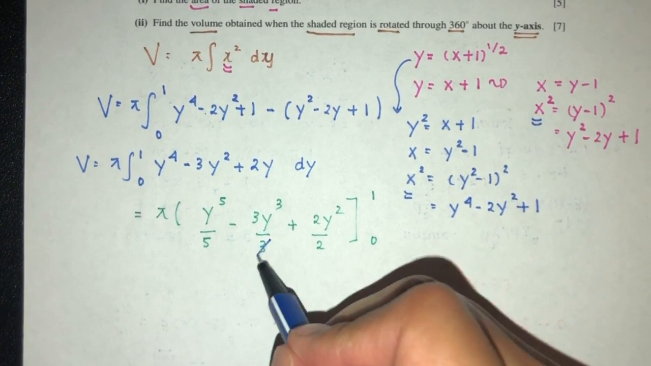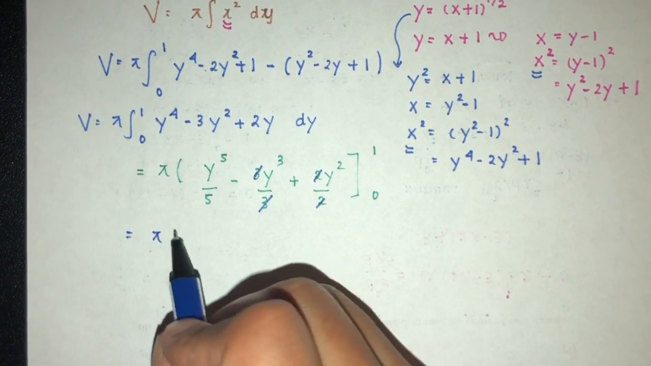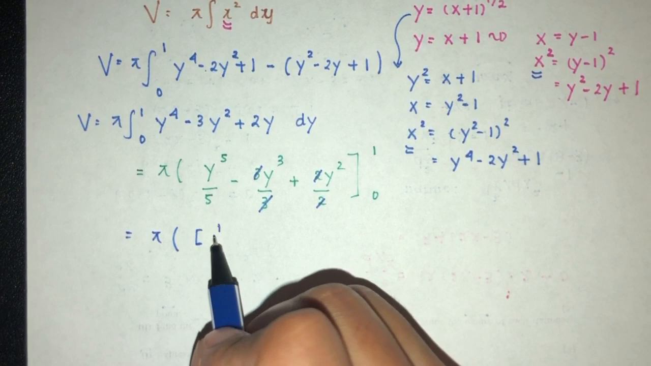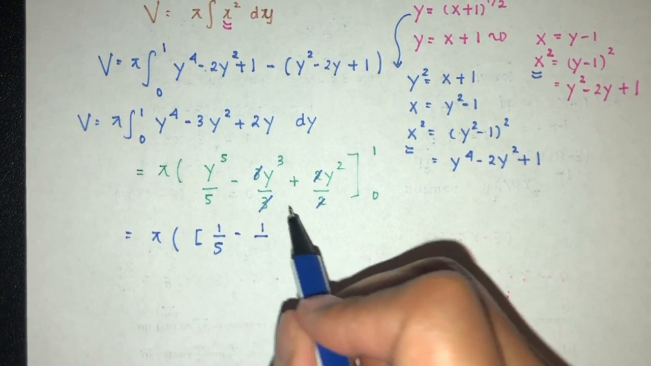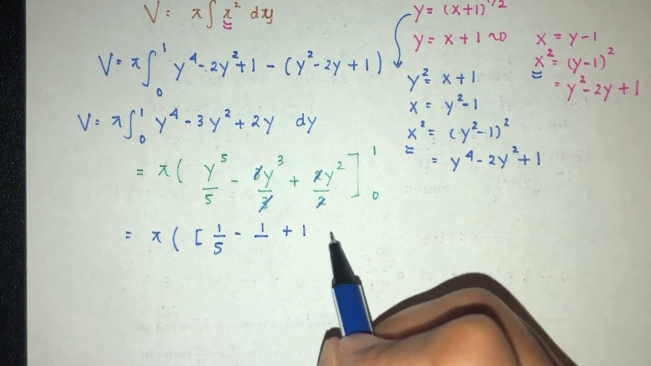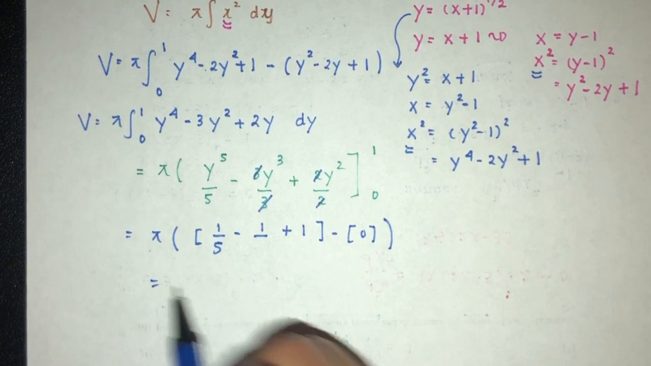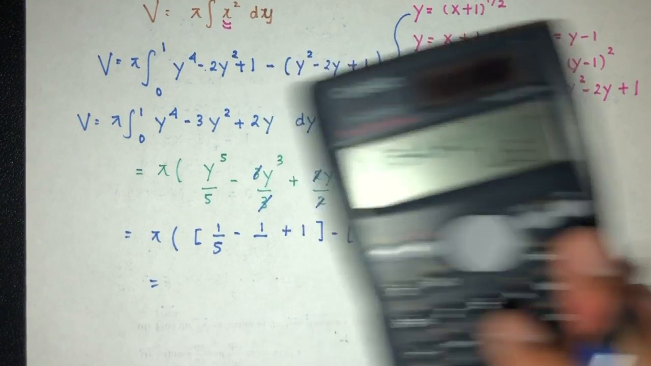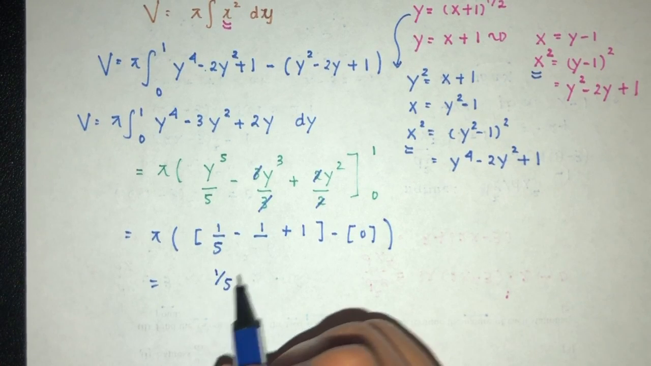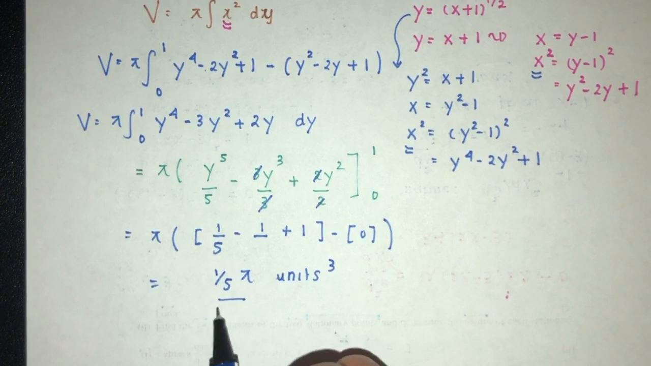So this cancels out, and this cancels out. Let's first substitute. You will have 1 over 5 minus 1, so 1 actually, and plus 1 as well, minus 0. So 1 over 5 minus 1 plus 1 should be just 1 over 5. Pi units cubed for the volume obtained.